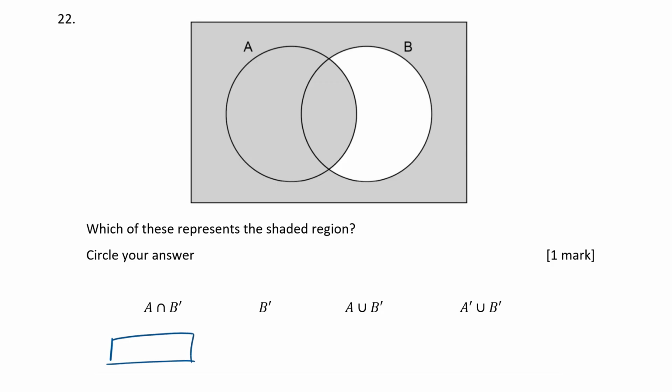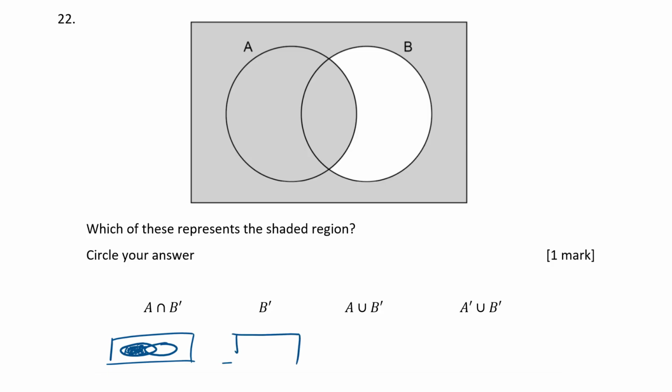Let me just draw a quick sketch of what each one of these are. That is the union of everything in A intersects with things not in B. Okay, so that is just going to be that bit there, inside A but not in B. That's A intersect B dash.